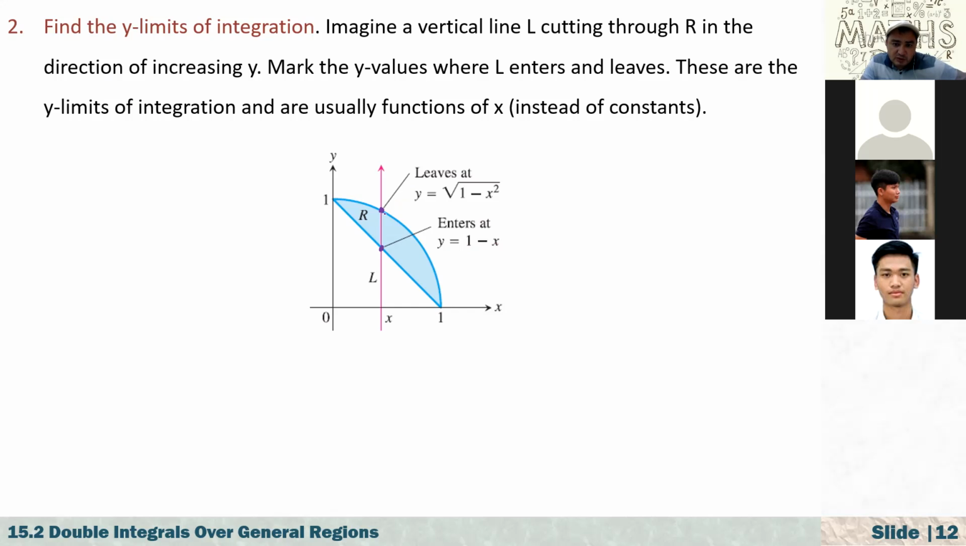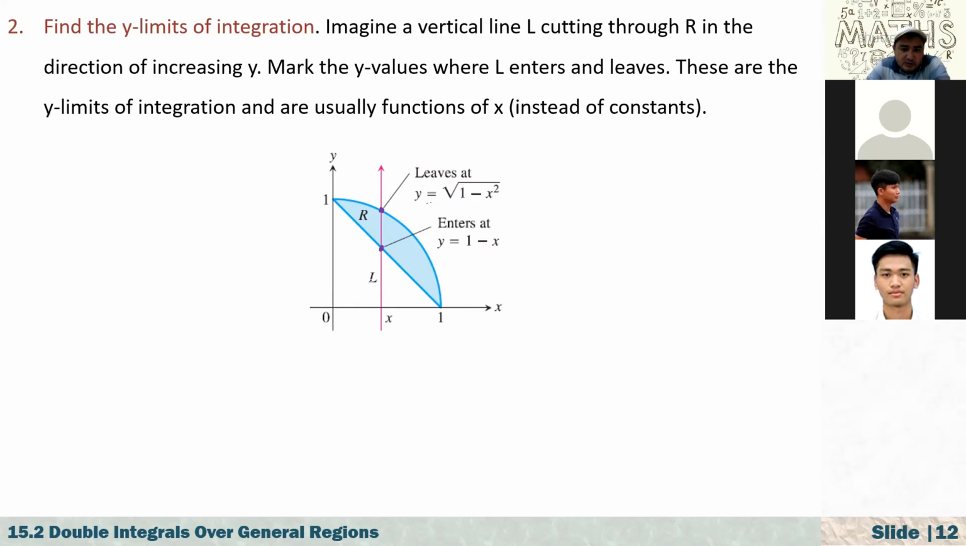And it exits this region at this point that is given by y equals square root of 1 minus x squared, because we know that in the first quadrant x squared plus y squared equals 1, right? The y coordinate should be greater than or equal to 0. That's why we are just ignoring the negative sign. So now we know the integration limits for y, right, is changing from 1 minus x to square root of 1 minus x squared.